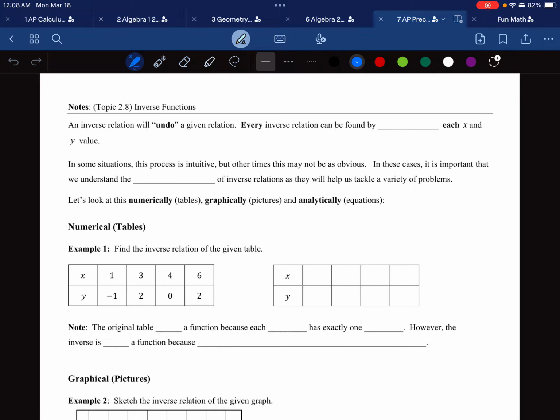This is AP Precalculus Notes for Topic 2.8, Inverse Functions. All right, an inverse function will undo a given relation. Every inverse function relation can be found by switching each x and y value.